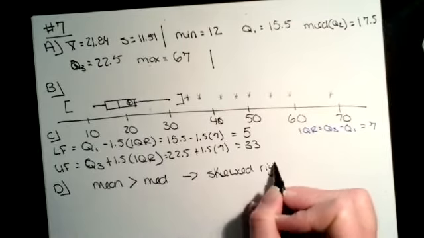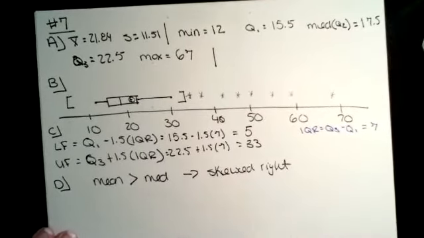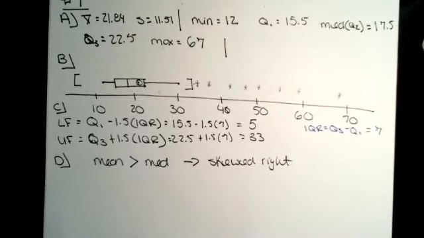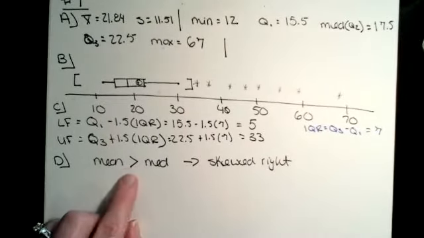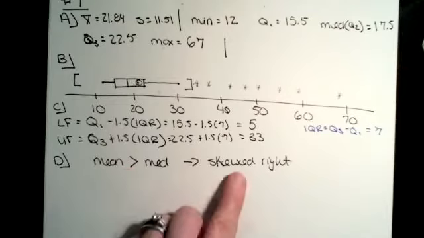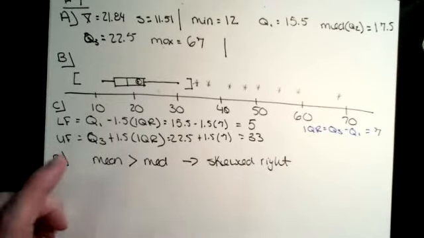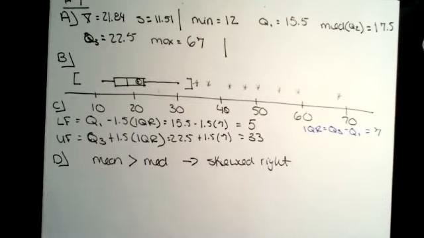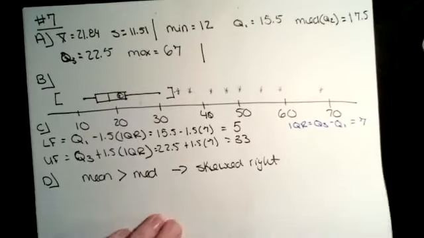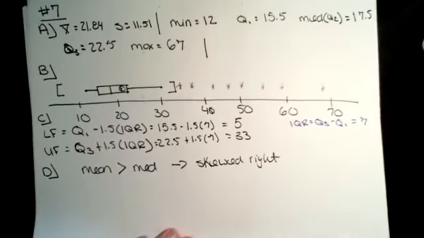So you should have seen something like that with histograms on the multiple choice review. So don't forget how mean and median compare tells you the shape, right? Mean equals median would be symmetric. Mean less than median means skewed left. So remember, the mean gets pulled with the skew. All right, so that is problem 7, the box plots. Any questions on that for me, guys?